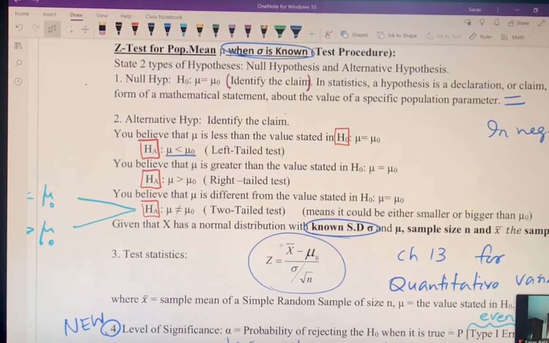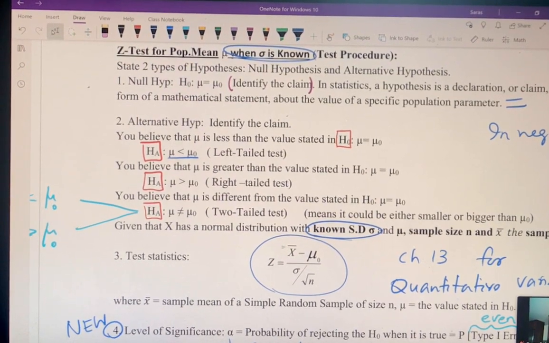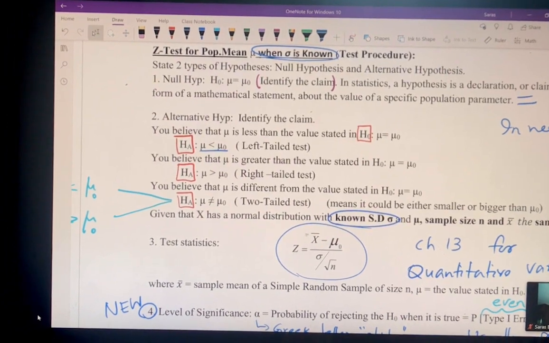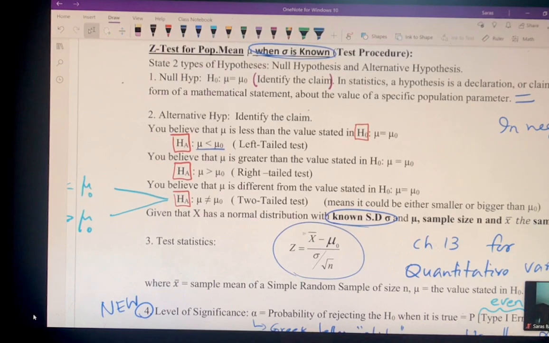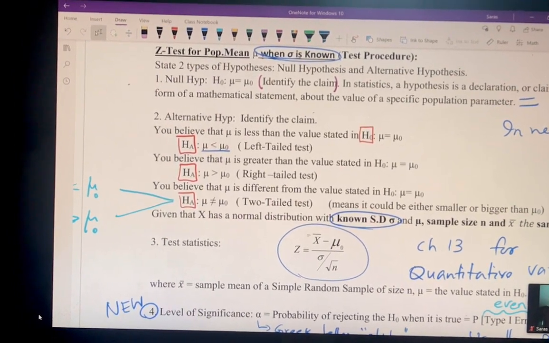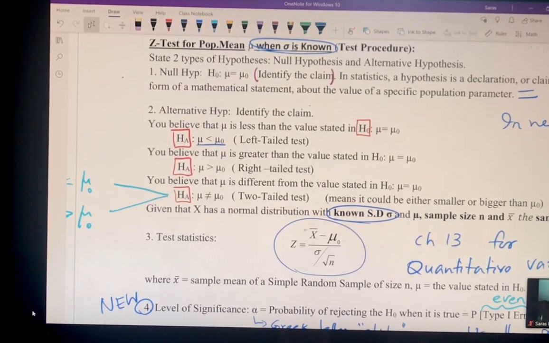So the null hypothesis is defined as mu equal to mu sub 0, always equal. Always equal. We are not going to play with less than sign, greater than sign, not equal to sign in your null hypothesis. So the null hypothesis is always mu equal to mu sub 0, and your alternative could be one of the three. Not all three, it could be one of the three. Mu less than mu sub 0, or mu greater than mu sub 0, or mu not equal to mu sub 0.